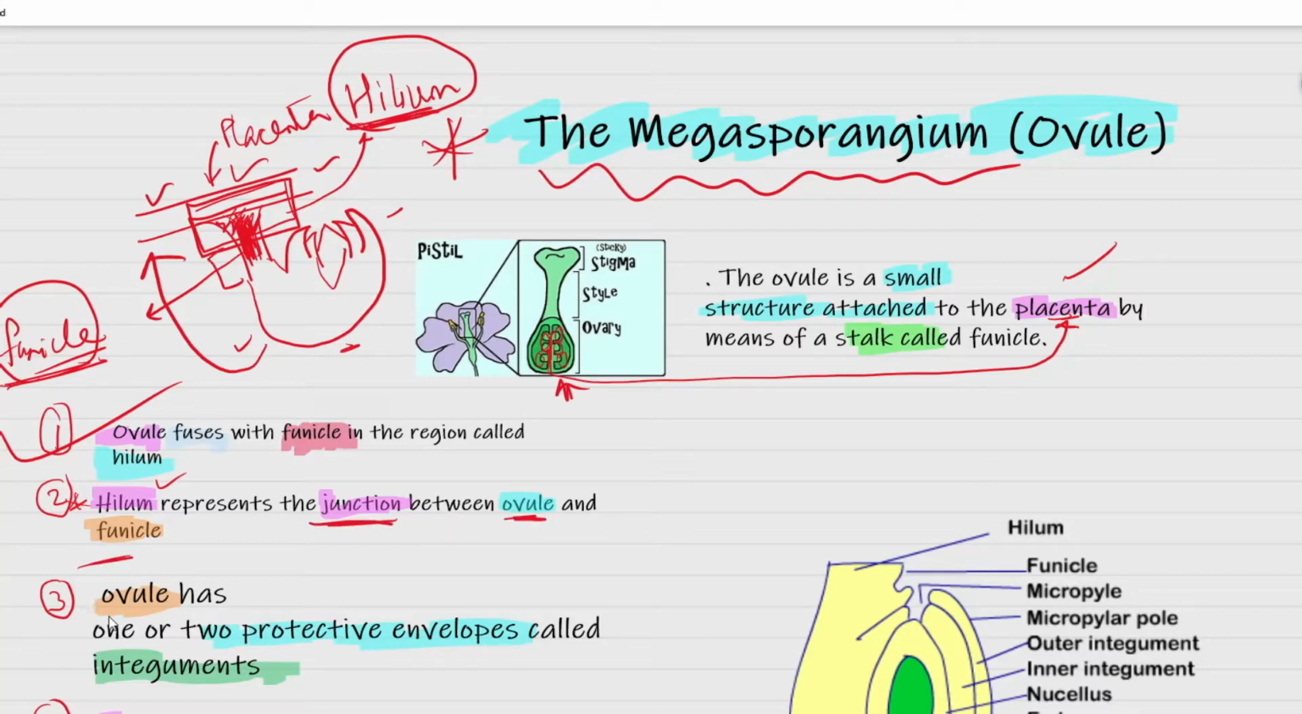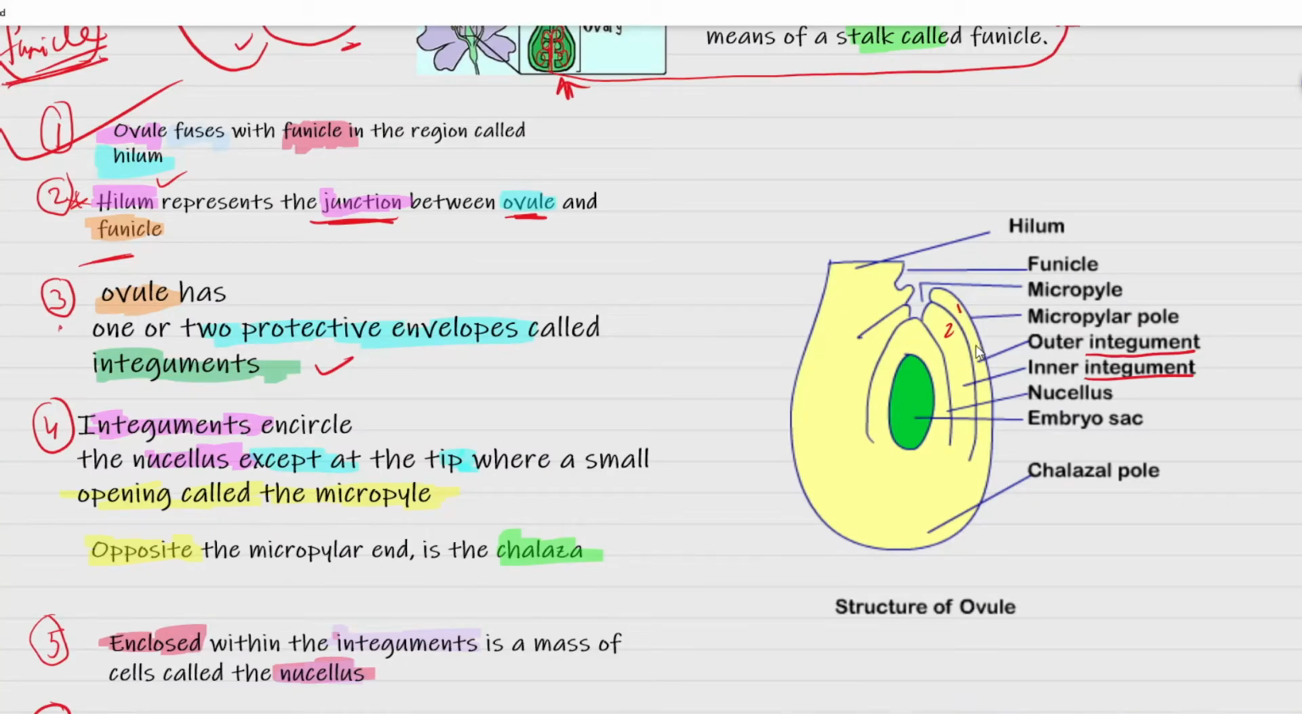Then the ovule has one or two protective envelopes or layers, and those are called integuments. The layer which is outermost, totally outside the inner layer, is called the outer integument, and the layer which is inner to the outer integument is called the inner integument. Inner to the inner integument we have a mass of cells which forms a layer, and that layer is called the nucellus.